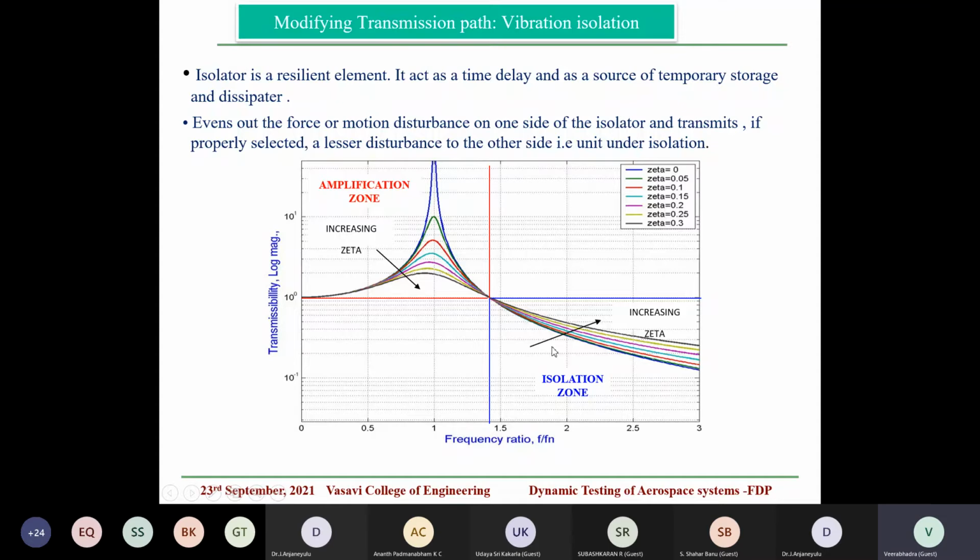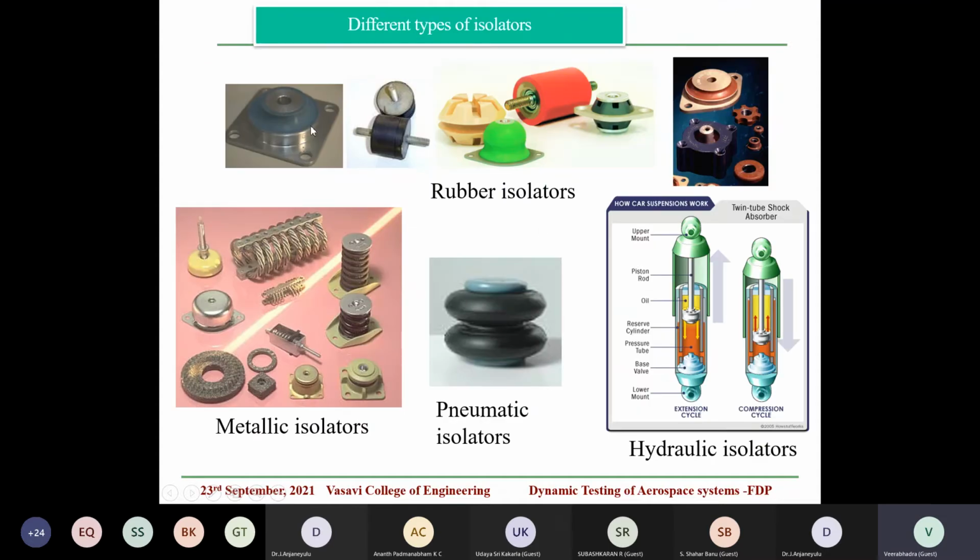For a few examples of different types of isolators what we are using are shown here. There can be elastomeric isolators, metallic isolators, pneumatic isolators, hydraulic isolators. Different environments, different isolators are used. For example, if you want to use a broadband range of isolation, we can use this.